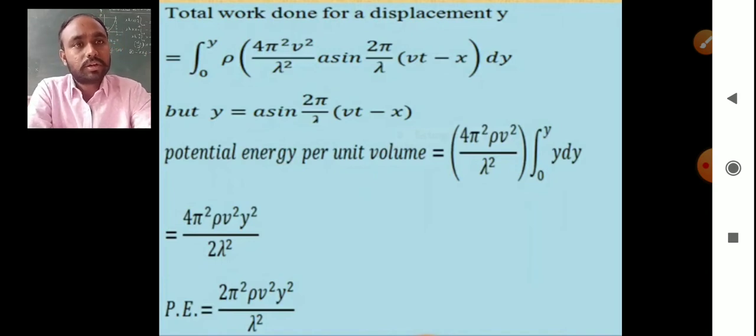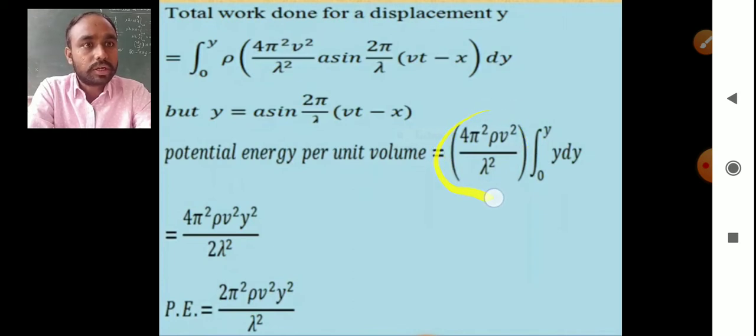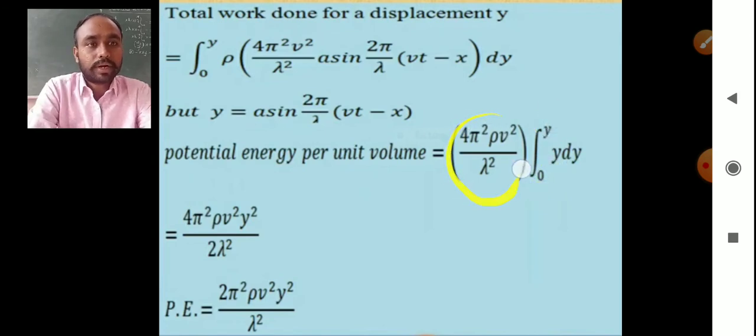So let us substitute in this equation that the bracketed quantity is equal to y, and take the remaining things which are independent of y outside the integration. So 4 pi square v square by lambda square, and this rho, everything will be constant, and in the bracket this a sine 2 pi by lambda (Vt minus x) is y. Here we have substituted, this dy is as it is and the limits are from 0 to y. Okay, right. So this complete bracket is constant with respect to y.